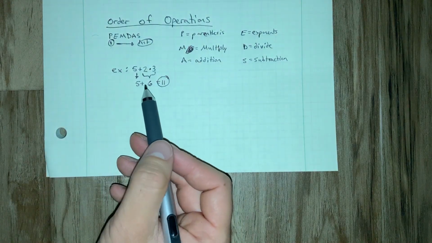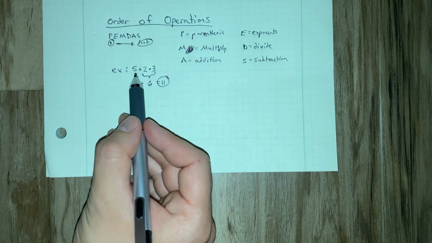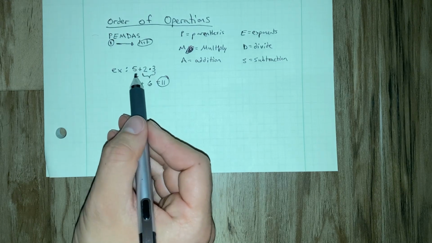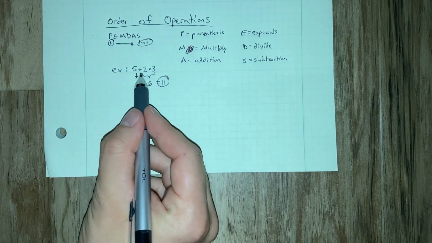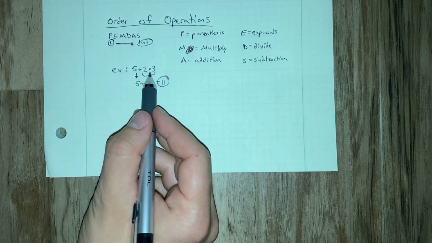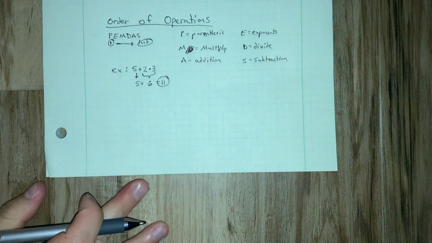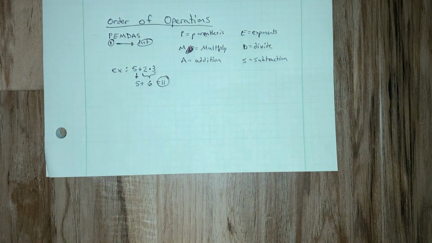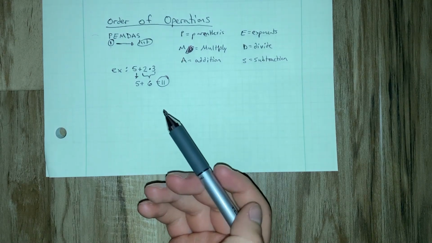A common mistake that some people may do is they see 5 plus 2 times 3, and they forget the order of operations. So they take 5 plus 2, they get 7, and then times 3, and they get 21. That's going to get you the wrong answer. That's why the order of operations is very important.